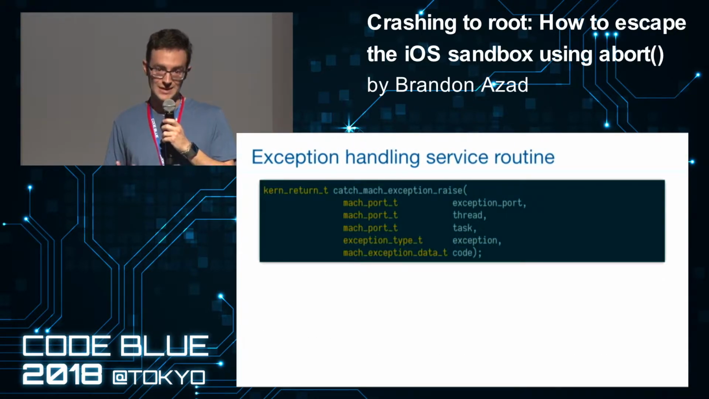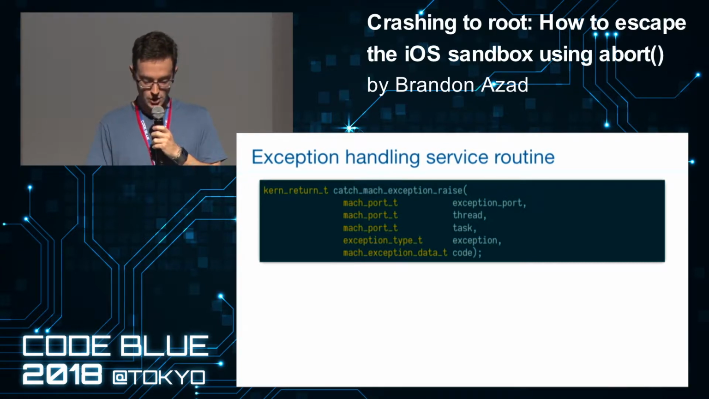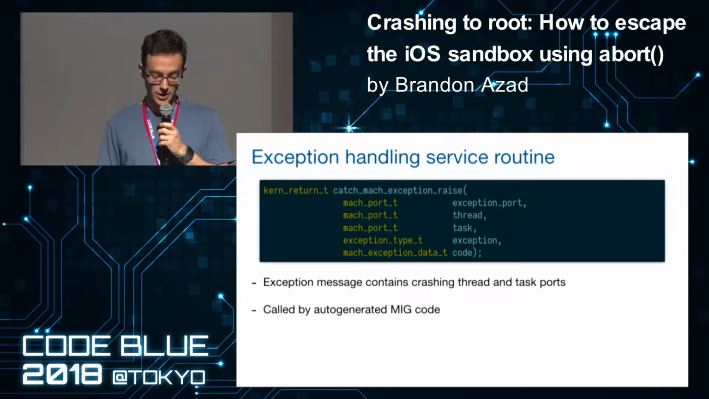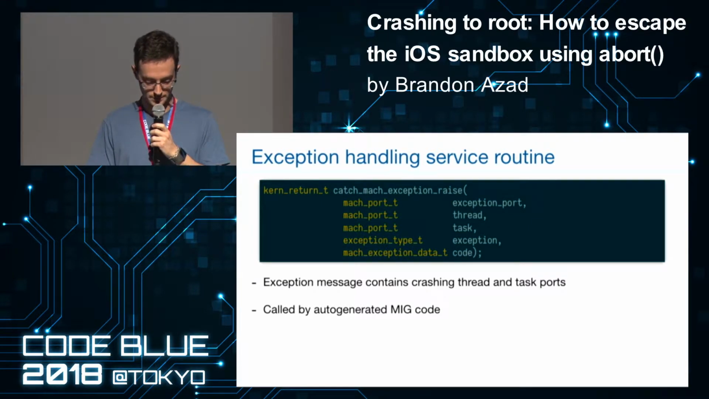So how do you actually go about catching a Mach exception? You need to implement an exception handling service routine, which has this prototype. The exception message will contain the thread and task ports of the crashing thread, as well as other information about the exception. When this message is received, it'll be parsed by auto-generated code, and the contents will be passed to this function as parameters. The code that calls this function is auto-generated by MIG, a tool that generates Mach message parsing code. The details of MIG aren't that important.